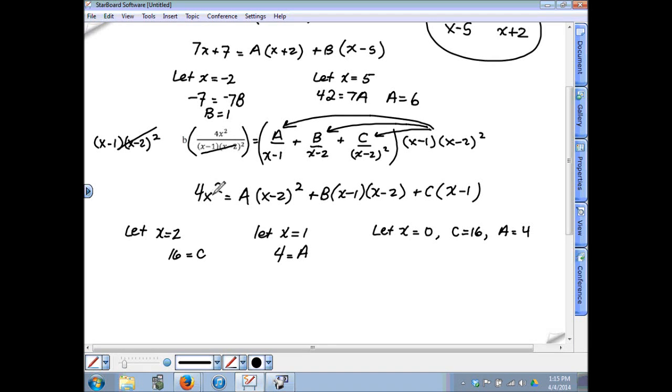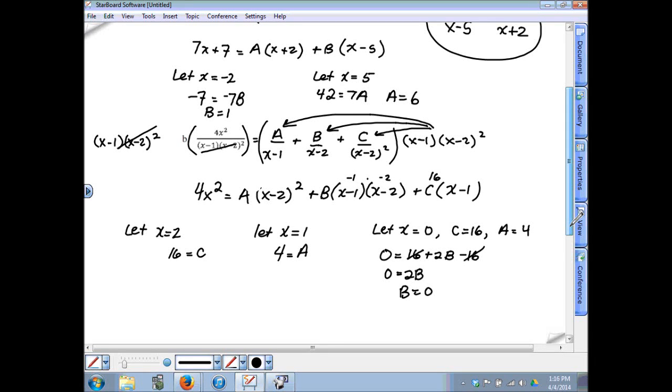solving for. So if x is 0, 0 squared is 0 times 4 is 0, so the left side of the equation is 0. Now remember, a was 4, x was 0, 0 minus 2 is negative 2 squared is 4, 4 times 4 is 16, and we don't know what b is, but x is 0, 0 minus 1 is negative 1, 0 minus 2 is negative 2, negative 2 times negative 1 is 2, 2 times b is 2b, and then over here, if c is equal to 16, and x is equal to 0, 0 minus 1 is negative 1, negative 1 times 16, negative 16. So those cancel. 0 is equal to 2b, and b is equal to 0. So we have the three values that we need. Now we can finish the partial fractions.